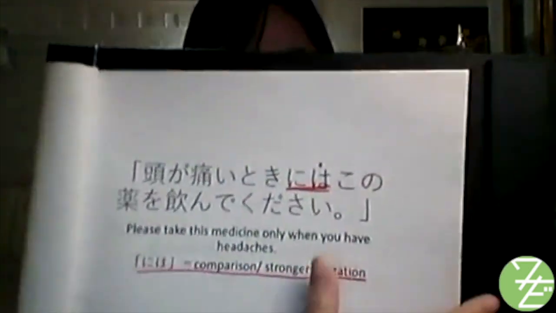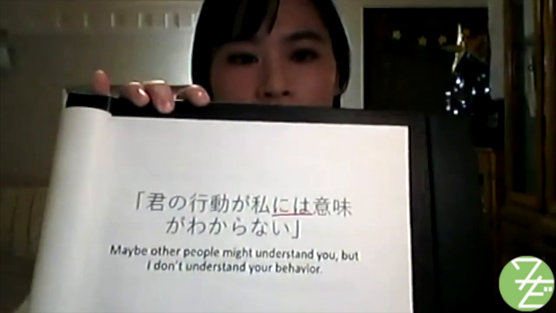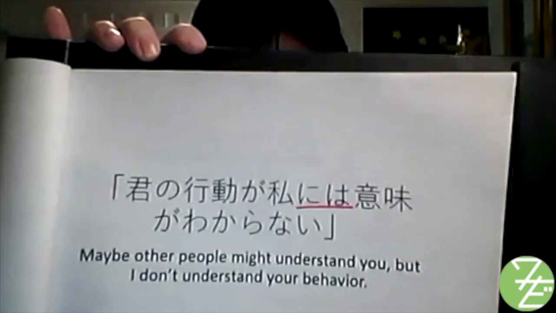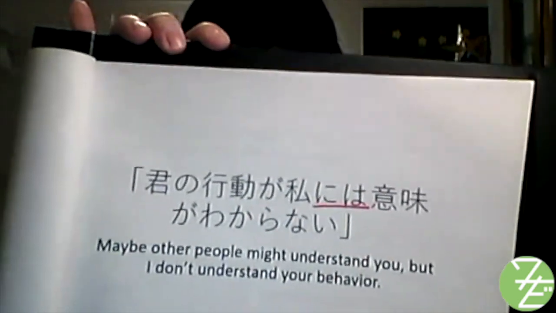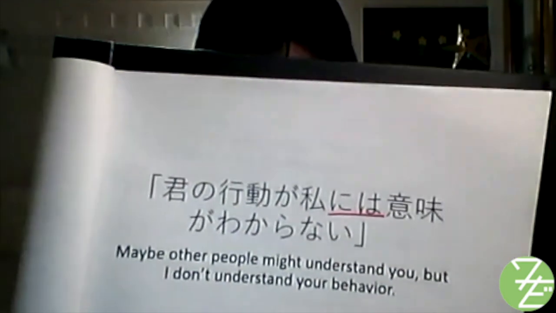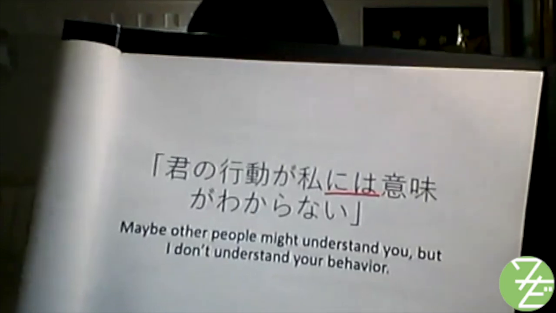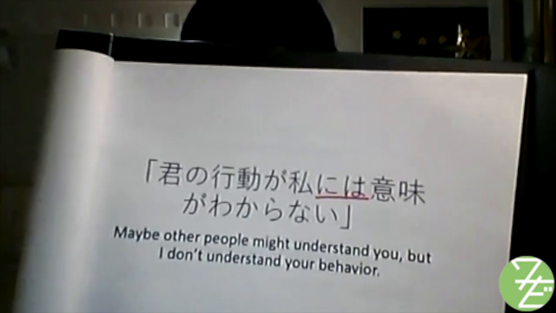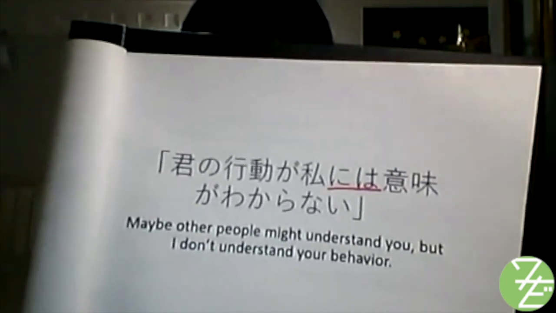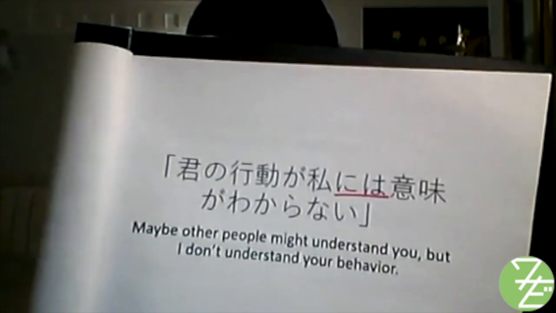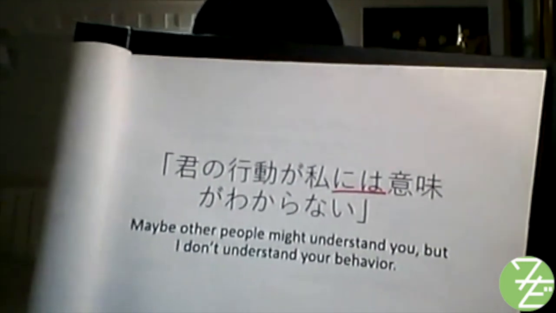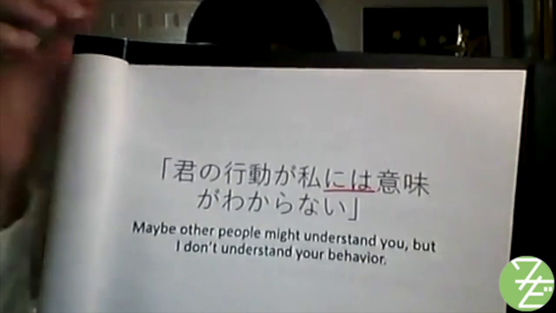Another example is, 君の行動が私には意味がわからない。Since 私 comes right before には, 私 is compared to others and emphasized in the sentence. The sentence can be translated into, maybe other people might understand you, but I don't understand your behavior.